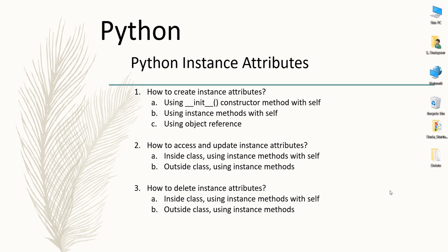Let's see how we can create instance attributes. Instance attributes can be created using three approaches. One is using the init constructor method with self, another is using instance methods with self, and the final one is using object references. Let's learn all these three methods with an example.